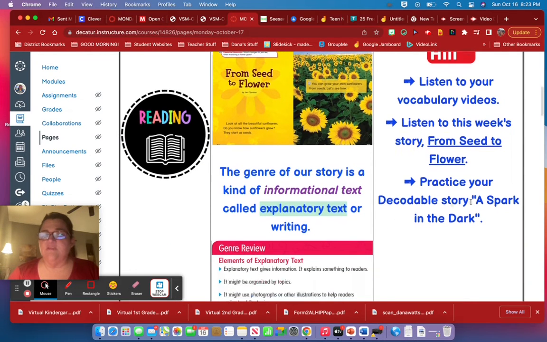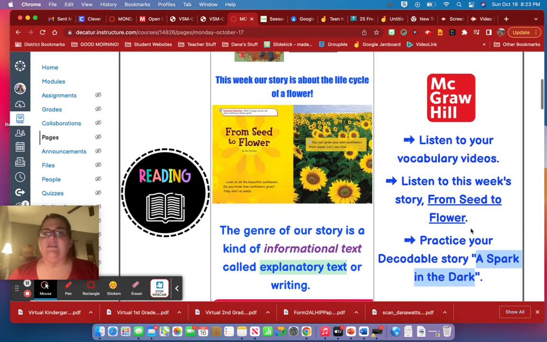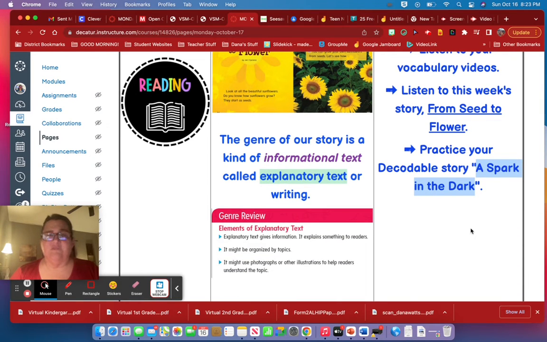Your decodable story is A Spark in the Dark. And we're going to talk about the spellings you'll see in that story when we get to our spelling part. Okay, so that's everything in reading today. Listen to your story, listen to your vocabulary videos, and then, of course, after you do some spelling practice, start working on that decodable story, A Spark in the Dark.